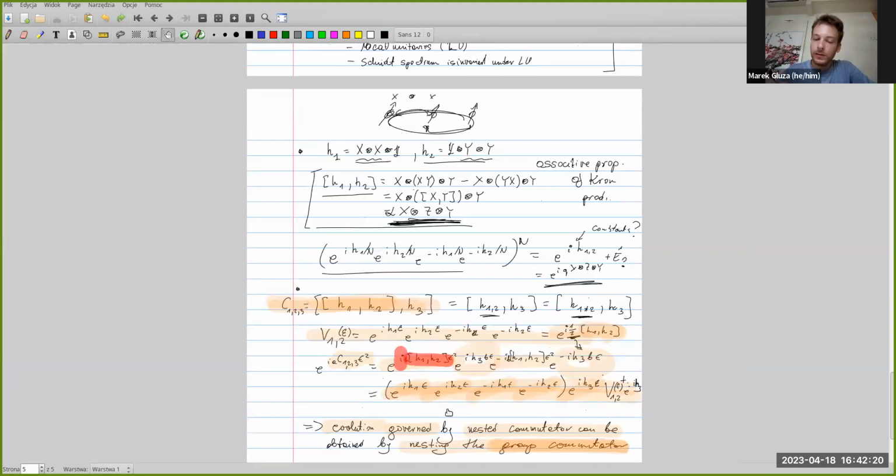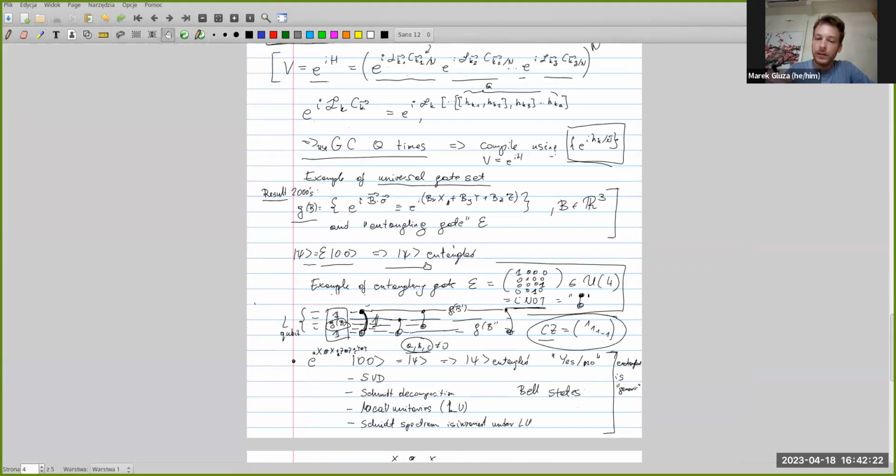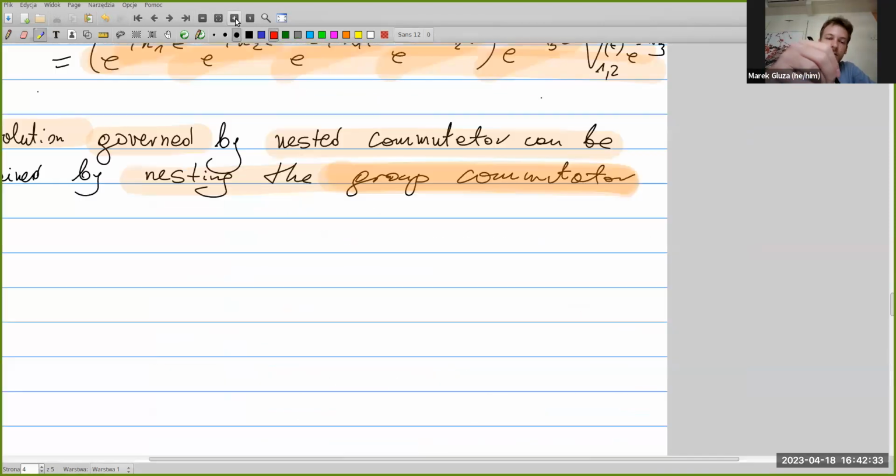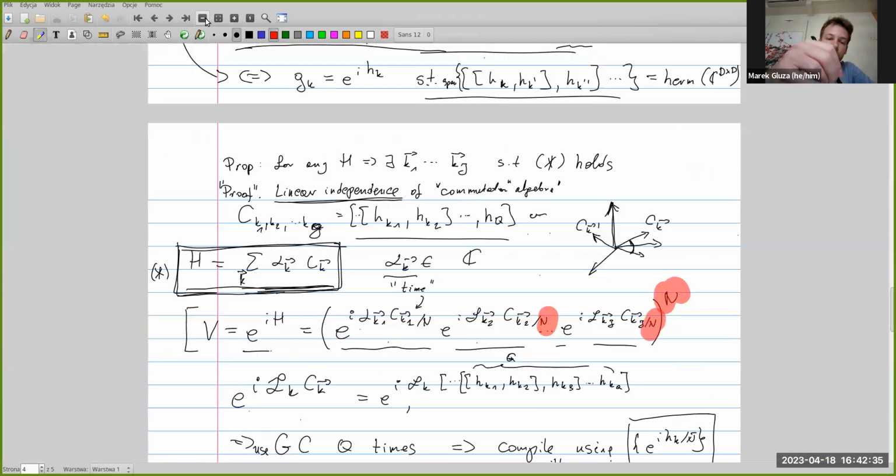So what we will need to do about this will be the Trotter-Suzuki formula, which is what I started with. Here you see it by the n here and by the n here. So what do we have here?